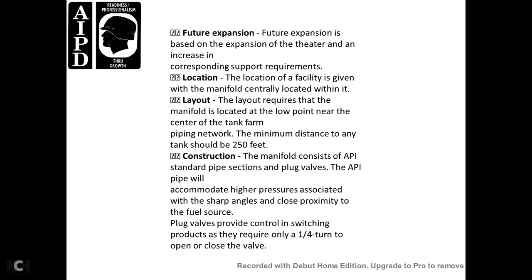The location of the facility is given with the manifold centrally located within it. Layout requires that the manifold be located at a low point near the center of the tank farm piping network. The minimum distance to any of the tanks should be 250 feet.